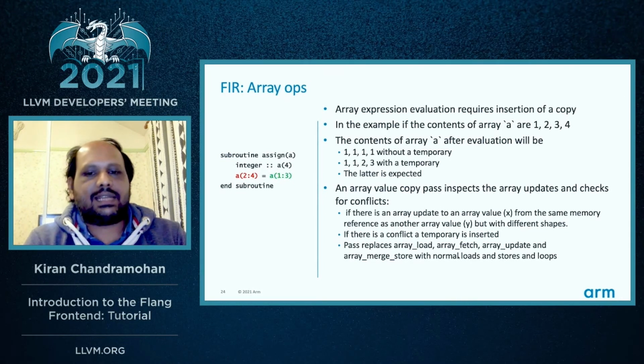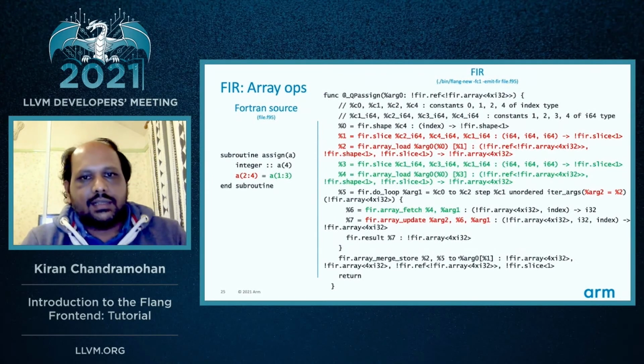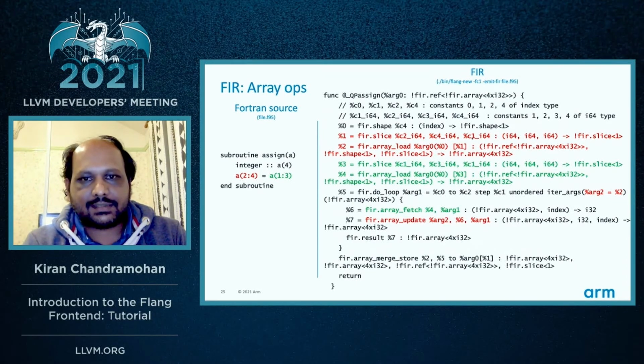Besides this, it also replaces this array load, array fetch, array update, and array merge store with normal loads and stores. That's what we show in this slide. Again, in red color, what we have is the array slice from 2 to 4. So we have C2 to C4 with step size of C1. That's what the slice denotes, and this is loaded into the SSA value 2. And in green we have the array slice from 1 to 3, and this is loaded into the SSA value 4.